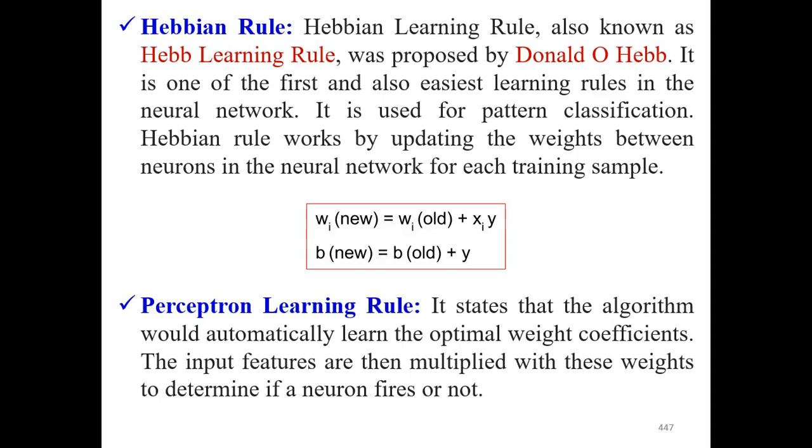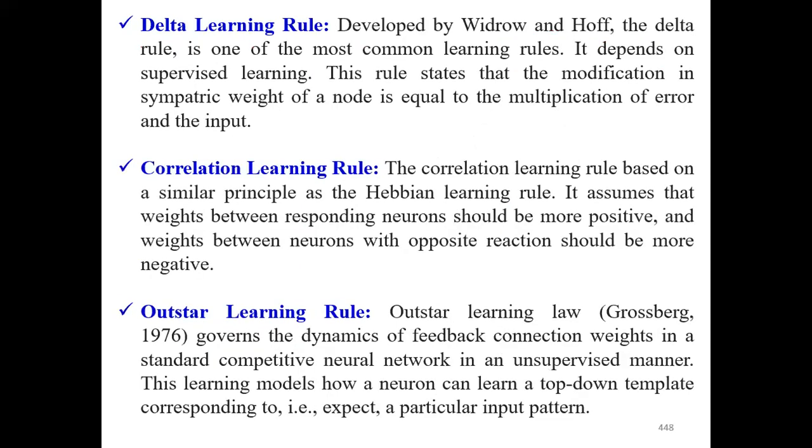Perceptron learning rule states that the algorithm would automatically learn the optimal weight coefficients. The input features are then multiplied with these weights to determine if a neuron fires or not. That means it works or not.